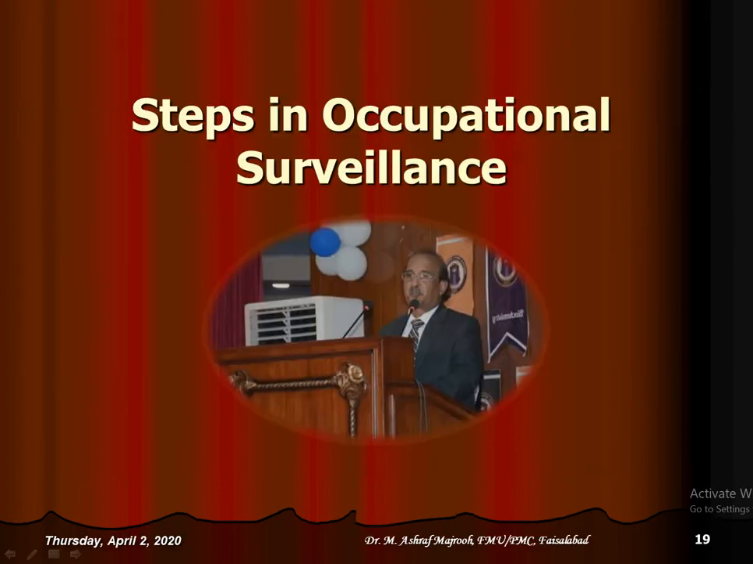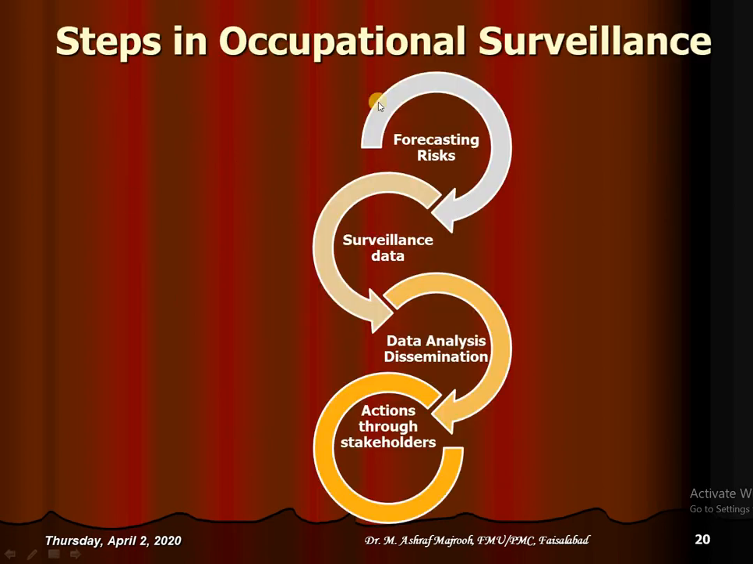Now we will move on to the steps in occupational surveillance. The steps in occupational surveillance consist of 4 steps. First is forecasting the risk, and then surveillance data, fresh data collection, through hazard surveillance and through health surveillance. Then data analysis and dissemination, and then action through the stakeholders. The actions are taken through various stakeholders, as I have already mentioned the roles and responsibilities of the stakeholders.